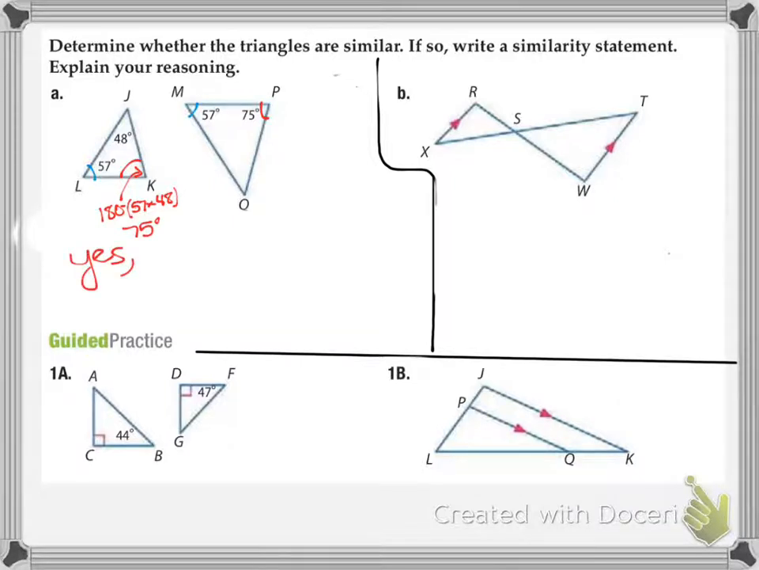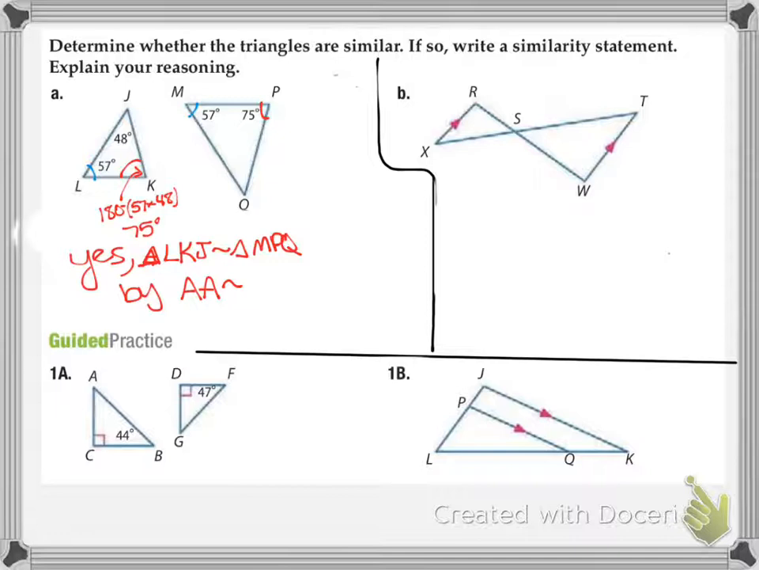So we would say triangle LKJ is similar to triangle MPQ. And that would be by angle-angle similarity. So let's look at the next one.